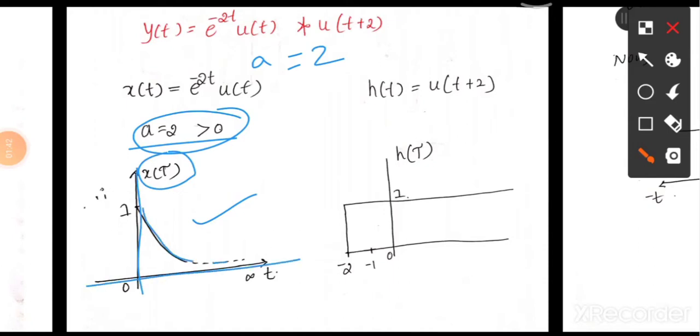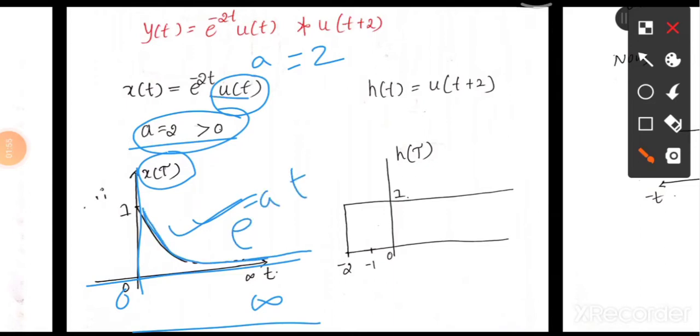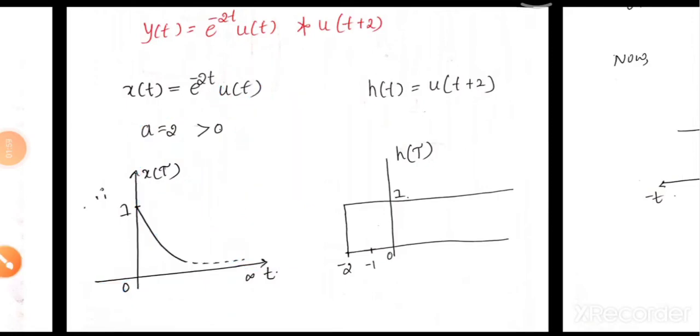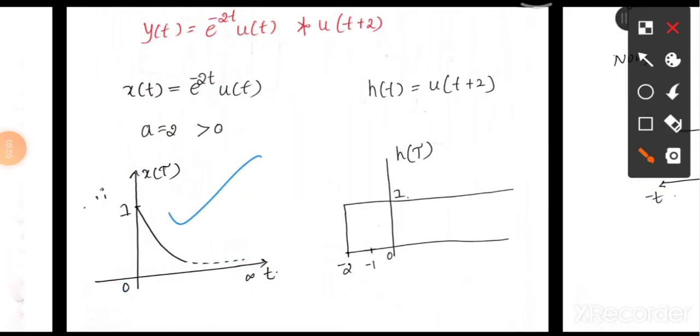It ends at infinity, that is 0 to infinity. How did you get this? It is from u of t. This signal is e raised to minus at, and it is up to u of t, that is 0 to infinity. So this is your x of tau now. And then what is your h of t? h of t is u of t plus 2.